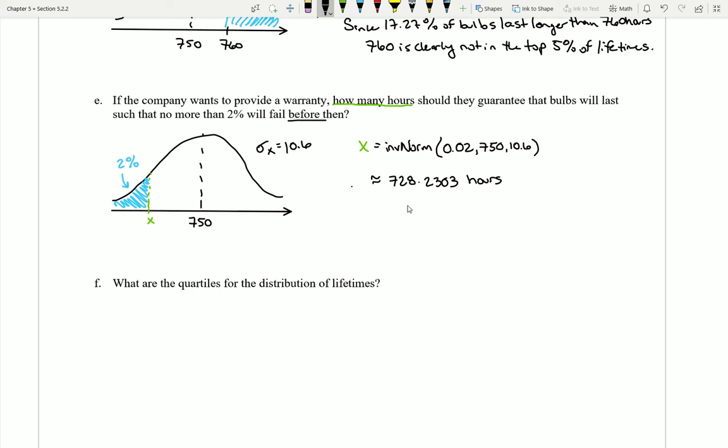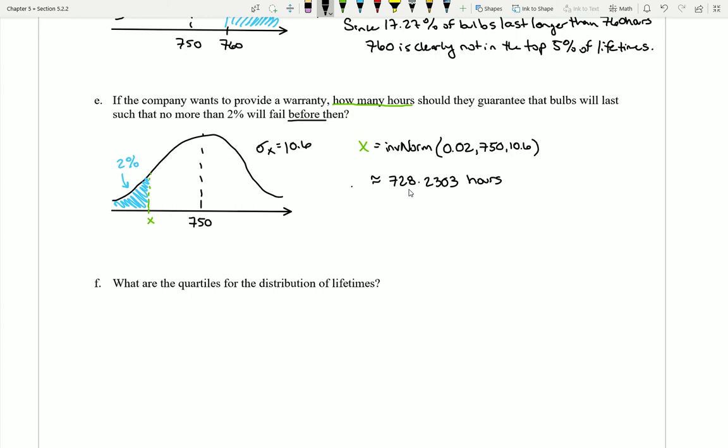So apparently the company should be guaranteeing roughly 728.2303 hours. Now you could probably think from a company point of view, that's a really awkward number to put on your packaging, right? Like could you imagine going out to Menards or Home Depot today, looking at a light bulb, spinning the packaging around and seeing, we guarantee that our bulb lasts 728.2303 hours. Usually we're going to probably round that off to a whole number amount.